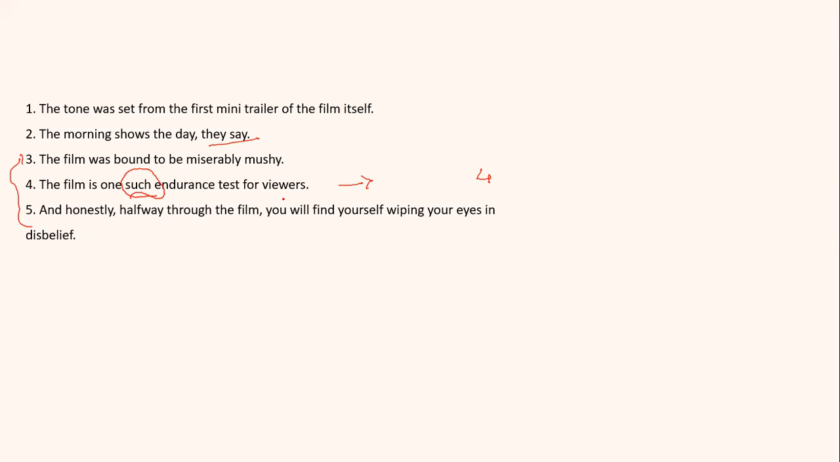And honestly, halfway through the film, you got emotional. So 3 and 5 are linked. 1 and 3 are linked. 4 is something which is completely out of context. Answer is option number 4.